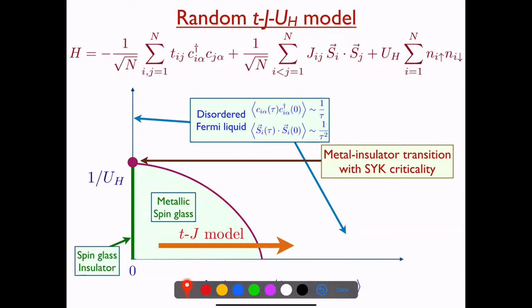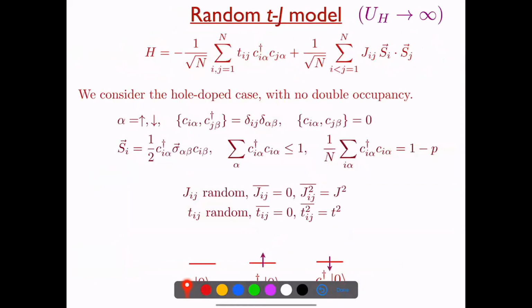Okay, so what do I do here? With very large U, basically, there's no double occupancy. So I can basically send U sub h to infinity and only have these two terms. And that's what's called the TJ model. So here's the TJ model.